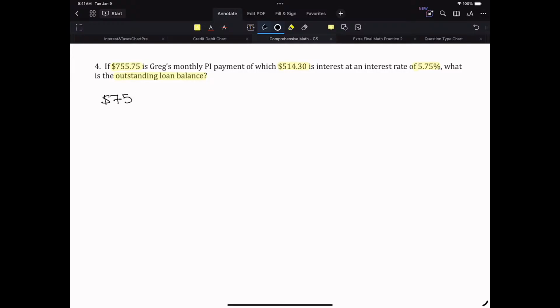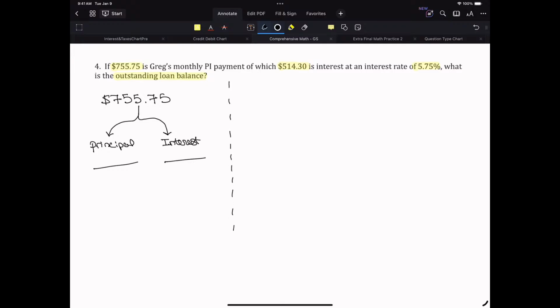of $755.75, if it's fully amortized, part of that is going to be principal, and part of that is going to be interest. And the question is, how do I know what part is what? Every time you make a payment, they're doing a calculation.